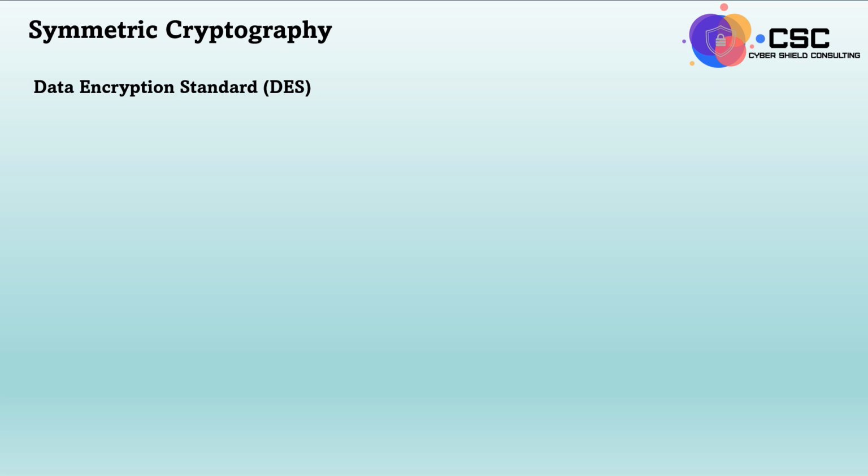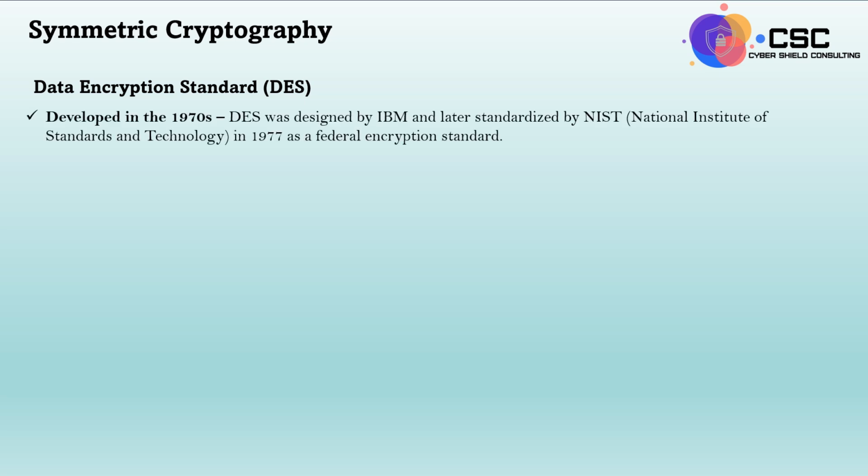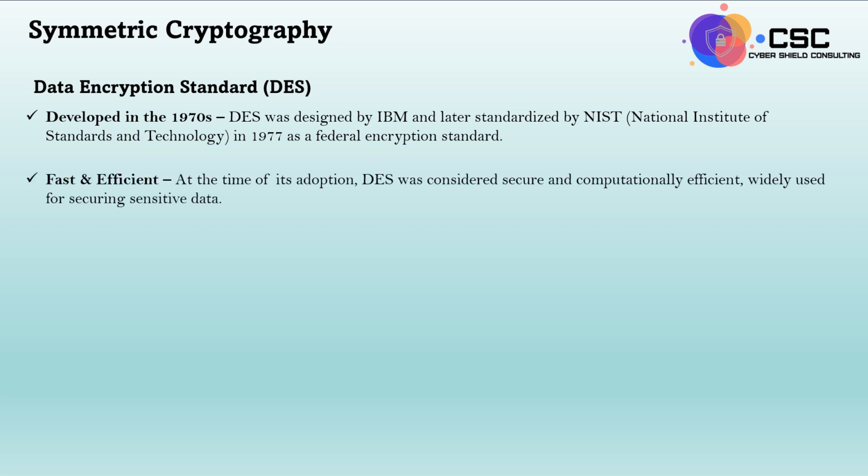Let's start with the Data Encryption Standard, DES. DES was one of the first widely adopted encryption algorithms, developed by IBM in the early 1970s. It was later standardized by NIST, the National Institute of Standards and Technology, in 1977, becoming the official encryption standard for securing government and commercial data. At the time of its adoption, DES was considered secure and efficient. It was widely used in banking, secure communications, and digital transactions.